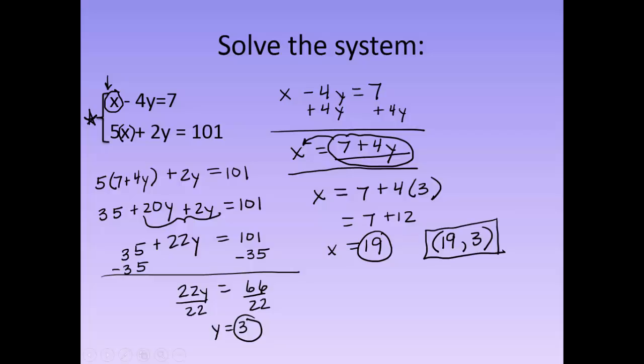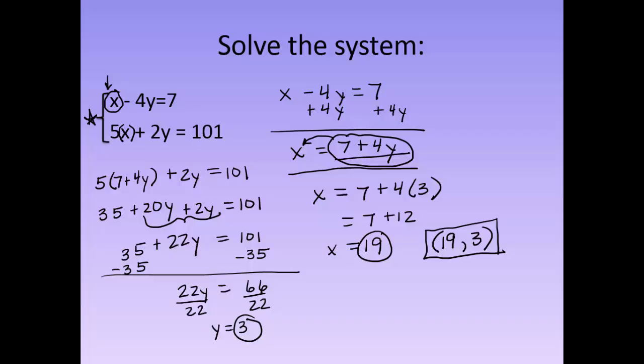Now here's what you don't know. You don't know if you've made a mistake in all of this work. Look at all the operations we just did. What if we made one little arithmetic mistake? Then this is the wrong answer and we wouldn't even know it. But we can check our answer to find out. Remember, one of the characteristics of a system is that this ordered pair can be plugged into either of the original equations and make a true statement.